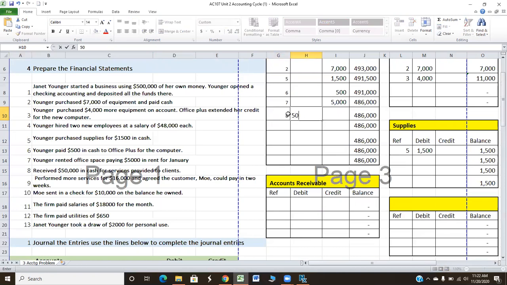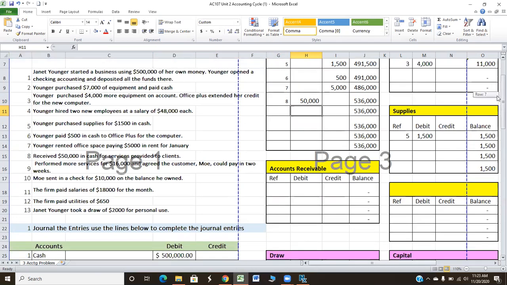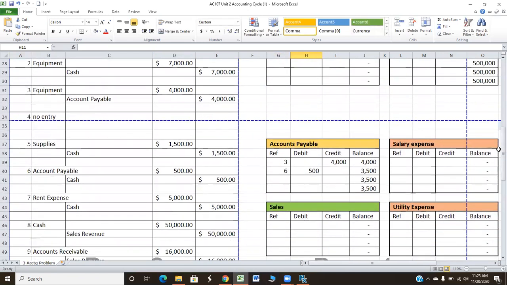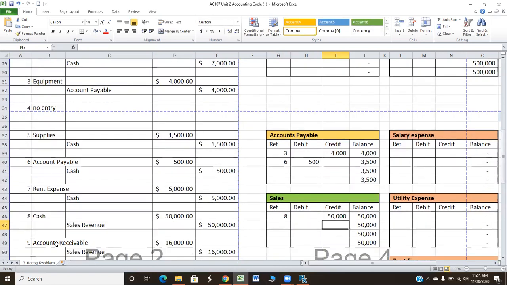Number 8, we debited cash $50,000, and watch. Remember, debits increase assets, so our balance is going to increase $50,000. Again, this formula is built in. You don't have to do the formula, but just know when you debit an asset, you increase its balance. When you credit it, you decrease. Again, use the cheat sheet to help you with the other types of accounts. Number 8, when we debited cash, we also credited sales revenue. Here it's just listed as sales. So we're going to put $50,000. Number 9, we made another sale, but we recognized accounts receivable. So we debited accounts receivable $16,000.